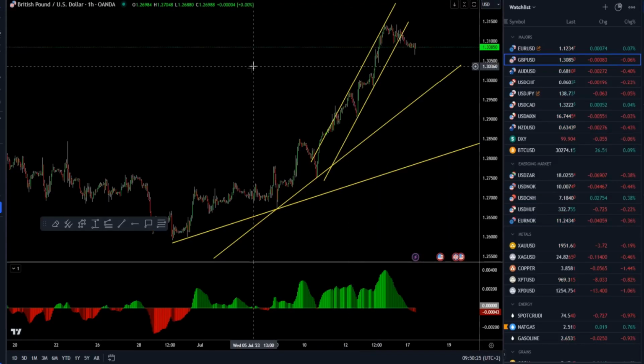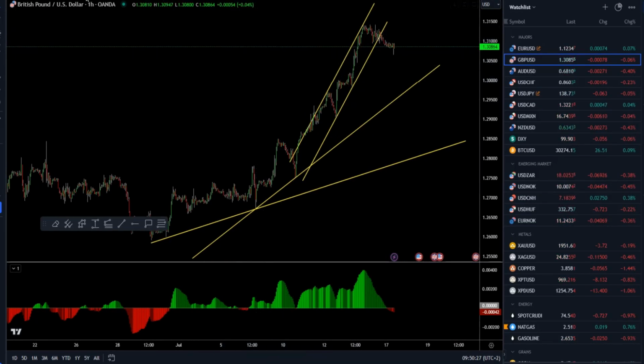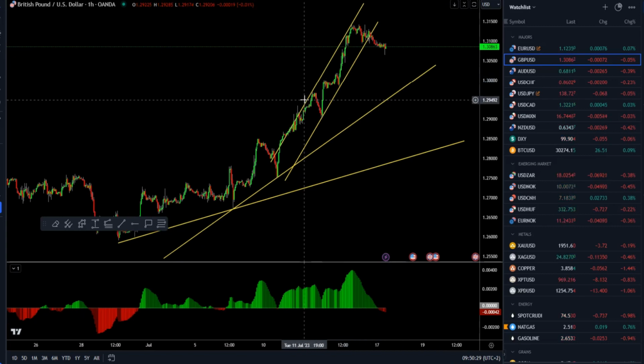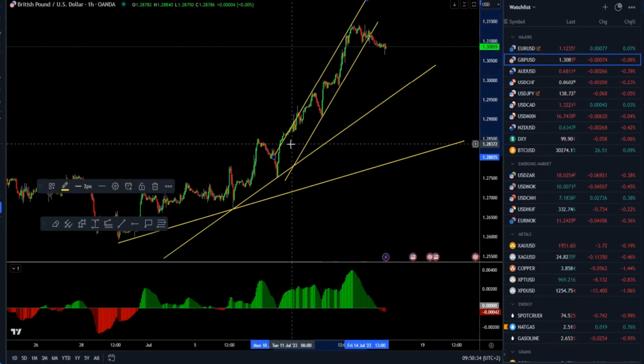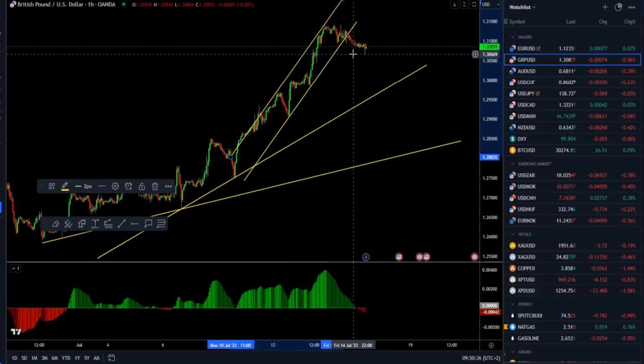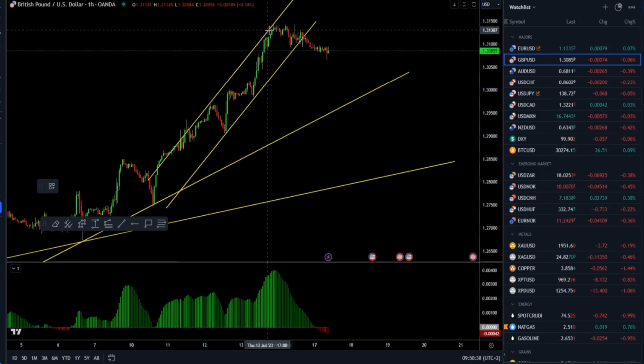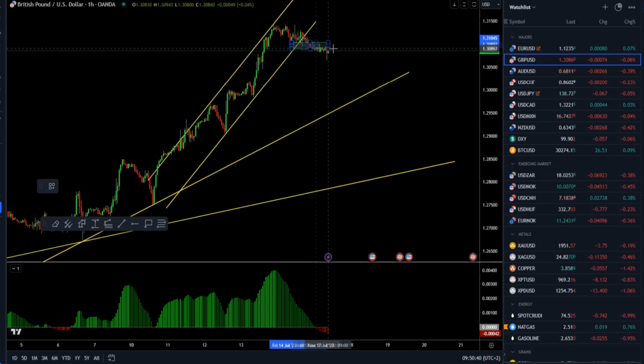I will start with the British pound versus US dollar first. This is our hourly time frame. We can see that the market traded inside of this very well defined upside channel. And we had a breakout, and we also had a breakout of this mini consolidation here.